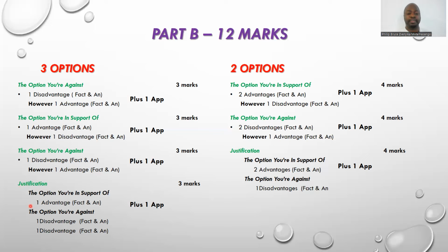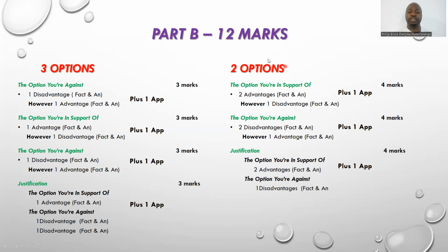So you are supposed to provide one advantage for that option you are in support of and one drawback for the other option you are not in support of, and another one as well, since there are 3 options. So those 2 options, you must give drawbacks to justify why you are rejecting them. And remember, all the points you put across, there should always be a clear fact and analysis.